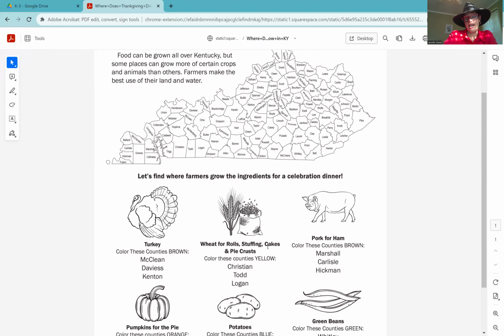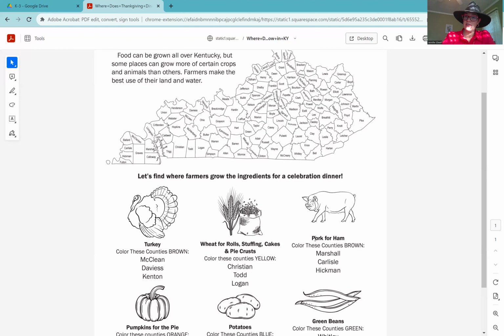Wheat. Kentucky does grow quite a bit of wheat, not as much compared to some of our other crops, but we grow soft red winter wheat, so that can be used in rolls and baking mixes, cakes, stuffing, pie crusts, all the things that we like for Thanksgiving. And our top counties for wheat production are down here on the western southern border of Kentucky. We have a major mill in Christian County, so this makes it an easy place for our farmers to get their grain there. Wheat is grown in a lot of places around western and central Kentucky, but most of it comes right here.